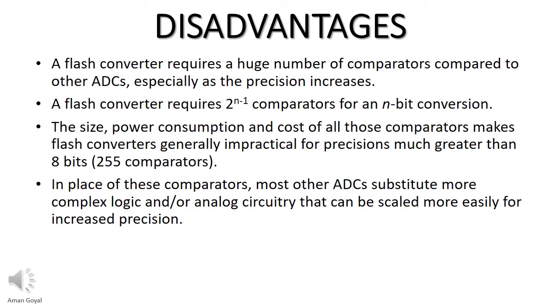The disadvantage of using a flash analog to digital converter is that it requires a huge number of comparators compared to other types of ADCs. A typical flash converter requires 2^n-1 comparators for n-bit conversion. The size and the power consumption of all these comparators make it very bulky and impractical for precisions much greater than 8 bits.